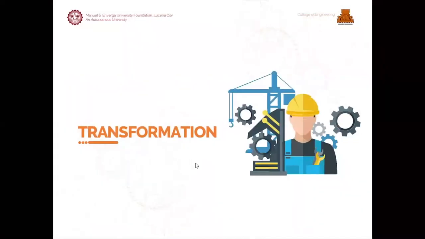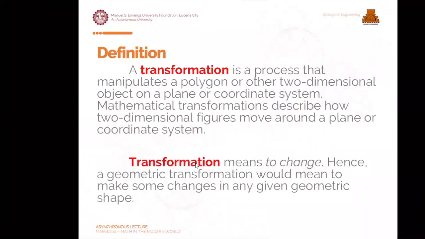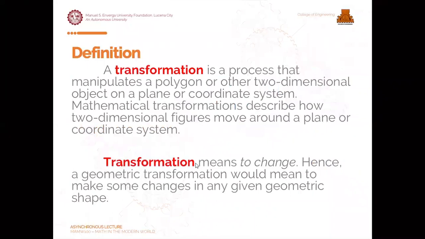Okay, let's first start with transformation. So what is transformation? So as defined, a transformation is a process that manipulates a polygon or other two-dimensional object on a plane or coordinate system. So yung keyword natin for this one is yung process siya na nag-manipulate ng polygon. Okay? So minamanipulate niya yung polygon. So may iba't ibang cases tayo ng transformation. So later we will be discussing that.